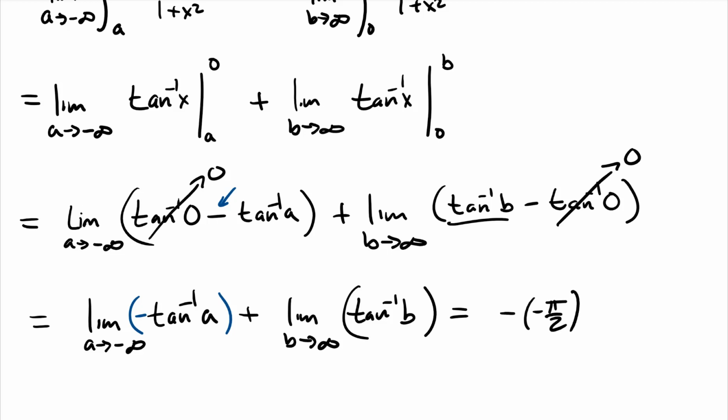The limit as a tends towards negative infinity of inverse tangent of a is going to be negative pi over 2, but we have a negative in front of it. And then our next one, the limit as b tends towards infinity of inverse tangent of b just goes to positive pi over 2. And it looks like we just get pi.